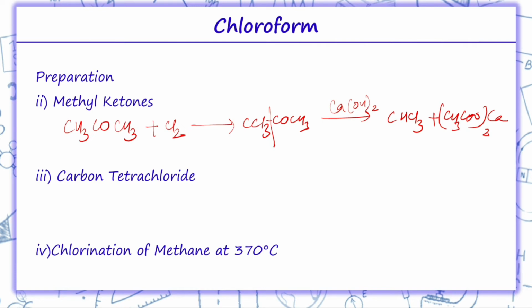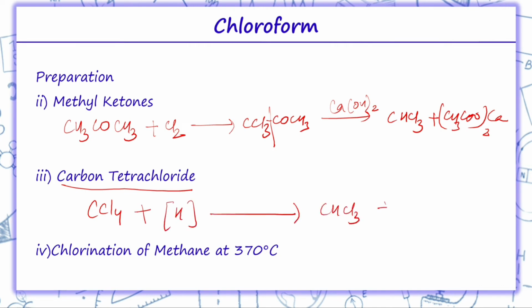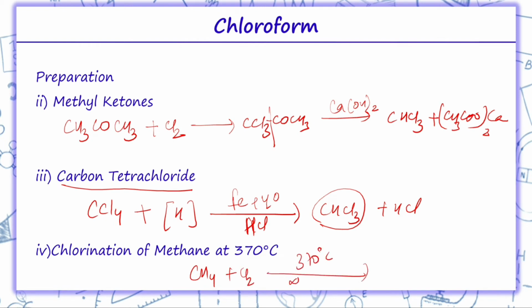So the first reaction we studied was preparing by ethyl alcohol. Second is by methyl ketones. Third, we can prepare chloroform using carbon tetrachloride. This carbon tetrachloride on hydrogenation forms chloroform plus HCl in presence of Fe plus H2O and in acidic medium, that is HCl. The next is chlorination of methane. Methane on chlorination at 370 degrees Celsius in diffused sunlight forms CHCl3 plus HCl. So this was all about the preparation of chloroform.